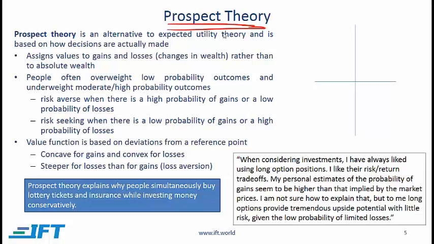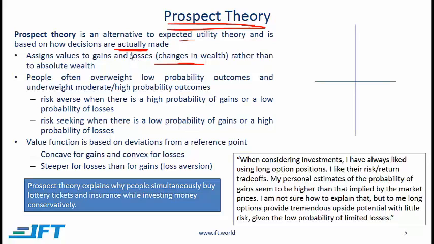Coming now to prospect theory. This is one of the theories that falls under behavioral finance. Prospect theory is an alternative to expected utility theory and is based on how decisions are actually made. It assigns values to gains and losses or changes in wealth rather than to absolute wealth. So in that sense, this is a little different from the utility function.